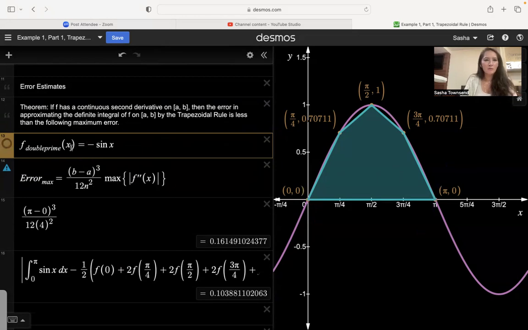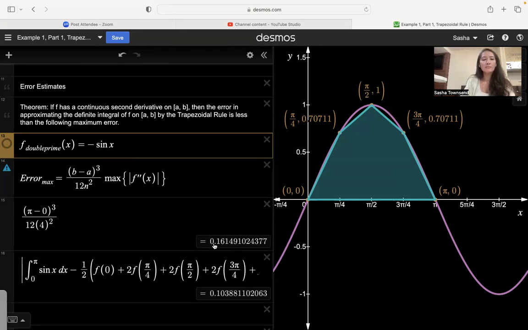So the maximum value of the negative sine of x, when we compute the absolute value of that, the maximum is 1. So the maximum error comes from taking b minus a and cubing it. So it's pi minus 3 cubed divided by 12 times 4 subintervals squared, or 4 trapezoids squared, times the maximum value of the second derivative on the interval, which is just 1. And so we say, this is our upper limit on the error.